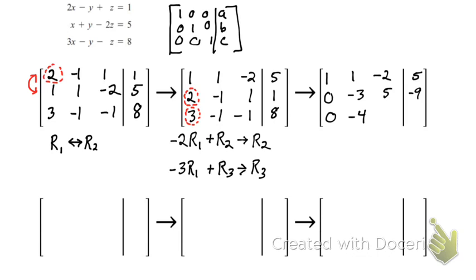Negative 3 times that negative 2 is a positive 6. Positive 6 minus 1 is going to be 5. And finally, we have negative 3 times 5 is negative 15. Negative 15 plus 8 equals a negative 7.